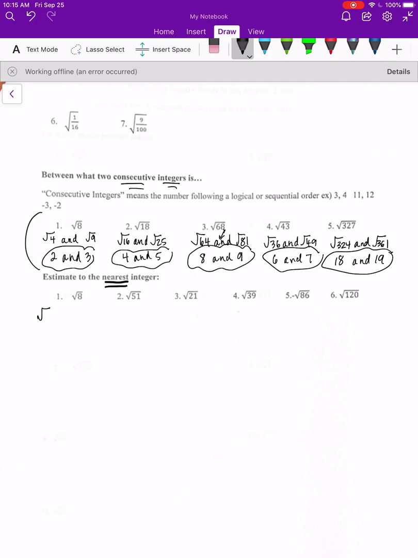It's between the square root of 4 and the square root of 9. Between the square root of 4, we have the square root of 5, the square root of 6, the square root of 7, and the square root of 8. And then we have the square root of 9. Well, the square root of 8 is right here. Now, take the perfect square of 4, and that would be 2, just like we had up here.